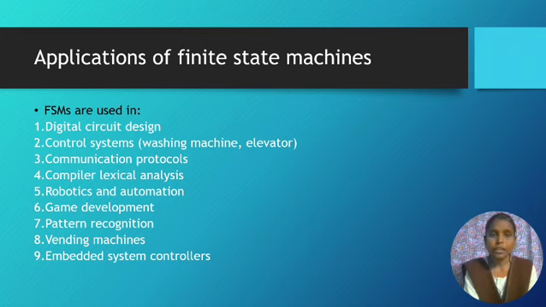And now we have to discuss the applications of finite state machines. Finite state machines are used in our daily applications like number 1 digital circuit design, number 2 control systems, that means washing machine or elevator, number 3 communication protocols, number 4 compiler lexical analysis, number 5 robotics and automation, number 6 game development, number 7 pattern recognition, number 8 vending machine, number 9 embedded system controls. These are all the daily applications of finite state machines.